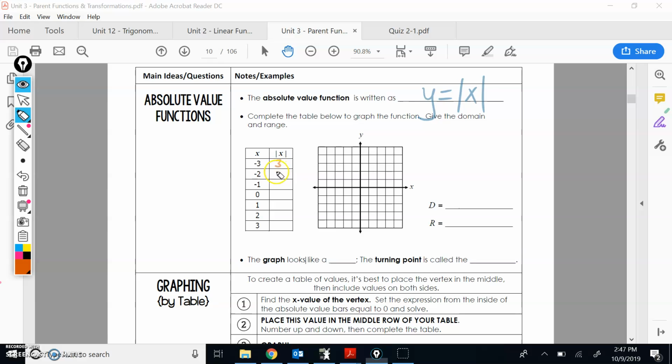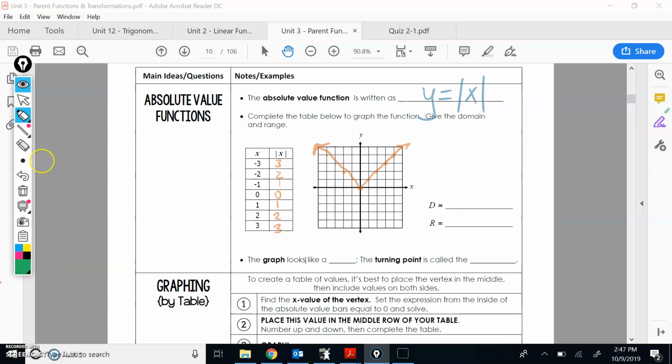Putting in -3, we get 3. Basically, it's all the positive values. Now, graphing all these ordered pairs, starting at the origin, it's going to look like this. And then we would connect our dots, since it's an equation, with arrows at the end.